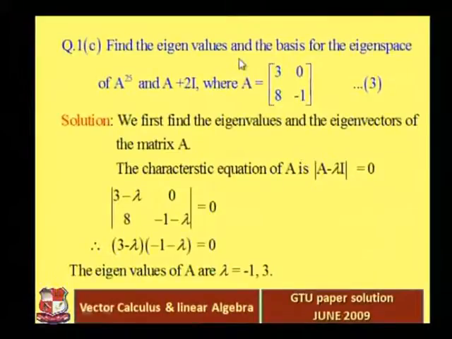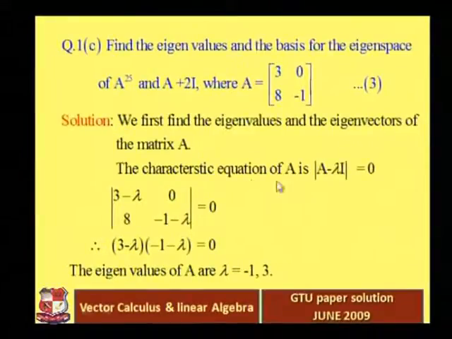So just try to understand, we have to find the eigenvalues and eigenbasis for the eigenspace for A raised to 25 and A plus 2I. Okay, not for A. So here we use one important theorem after some simplification. So first we find the eigenvalues and eigenvectors of the matrix A, right? For that, definitely we have to find the eigenvalue and eigenvector for the given matrix A.